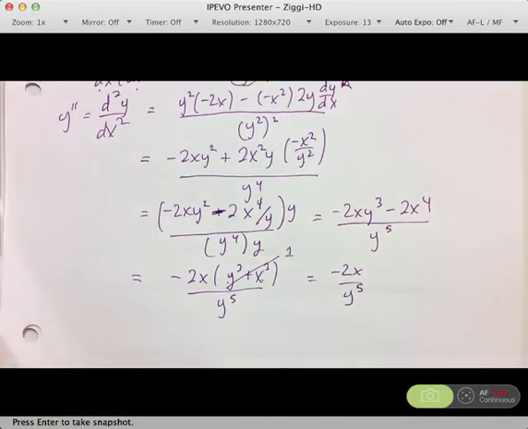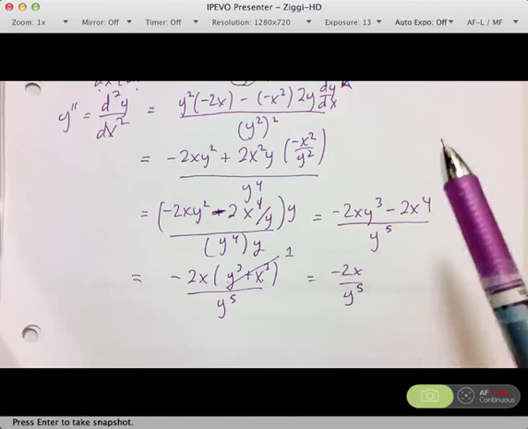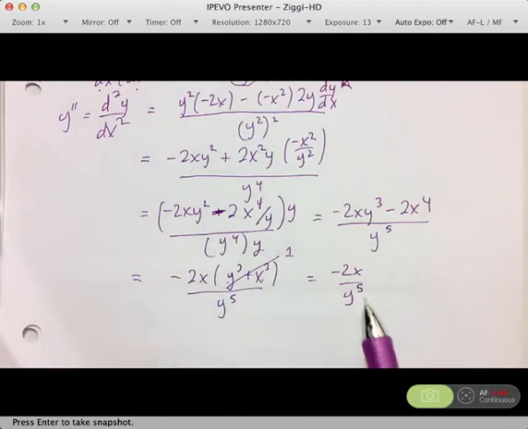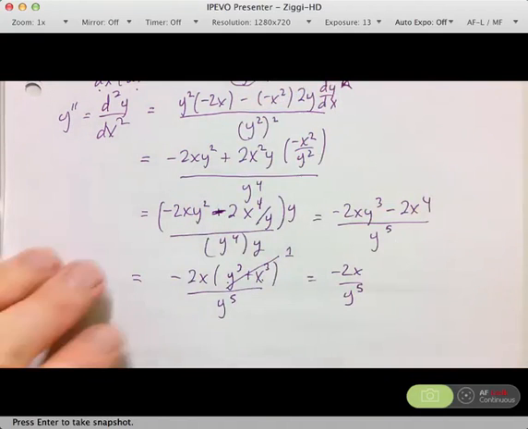Occasionally, when you look at the answers in the back of the book for implicit differentiation, you're not going to get what you expect. Maybe you got this far, and you see in the back of the book that there's this answer. When that happens, when there's a big discrepancy, look to see if somehow they used the original relationship to simplify the result to produce a new, simpler answer.